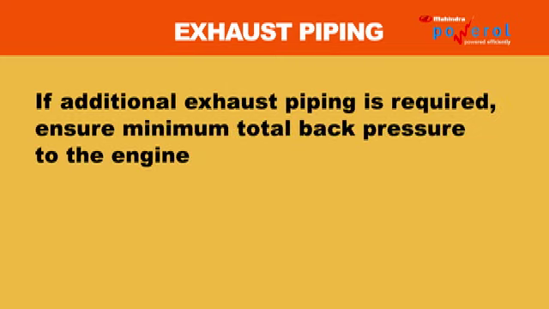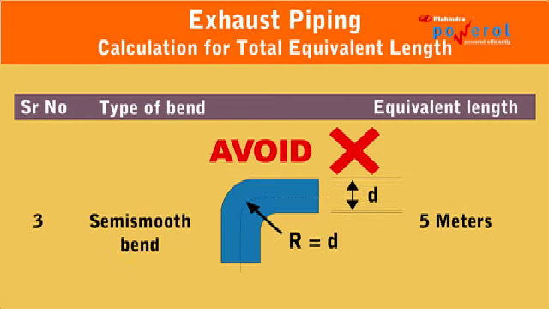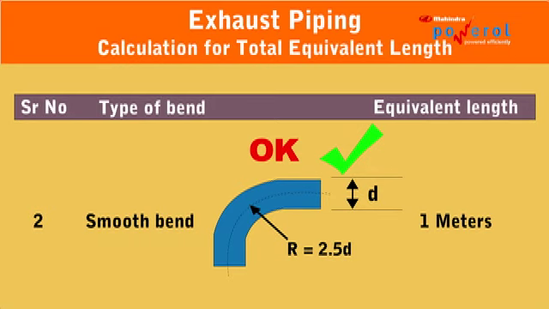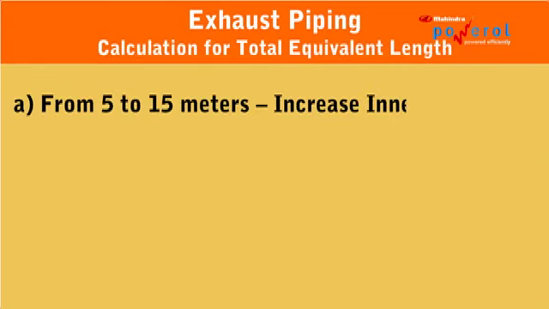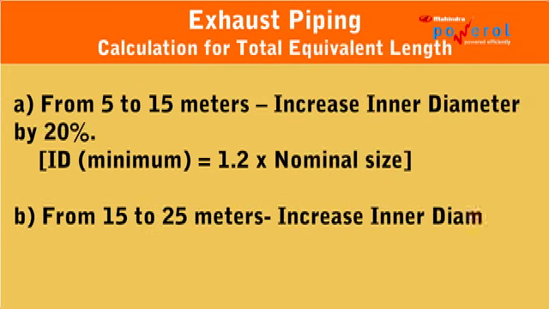If additional exhaust piping is required, the exhaust pipe length should be as short as possible. Keep the number of bends minimum to ensure minimum back pressure. Excessive back pressure will result in poor engine performance. Always use smooth bends. Have a look at the table of bends. After noting down the number of bends and type of bends involved, calculate the total equivalent length.